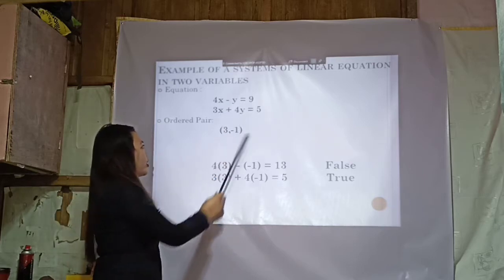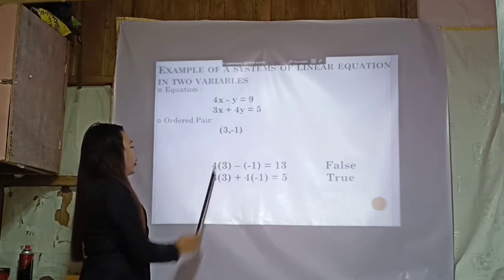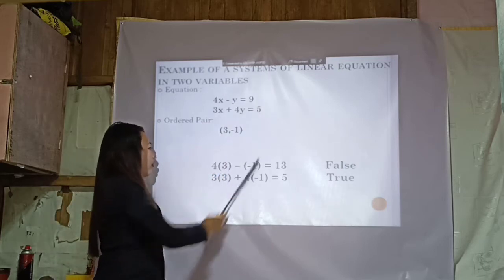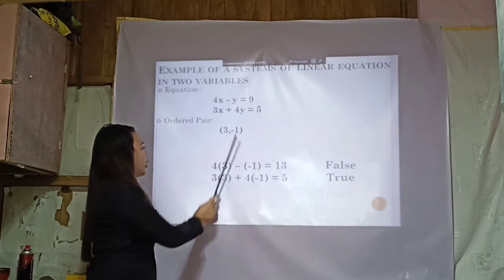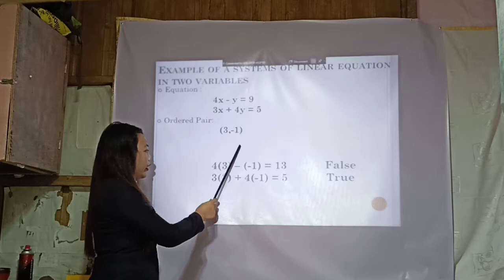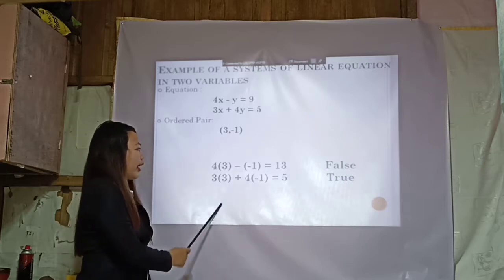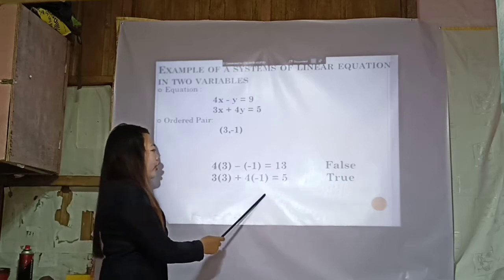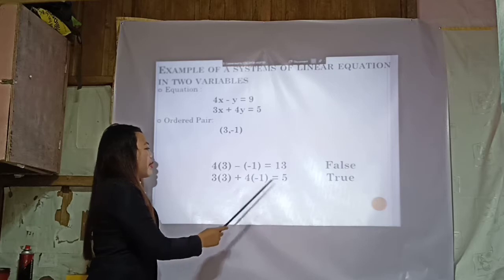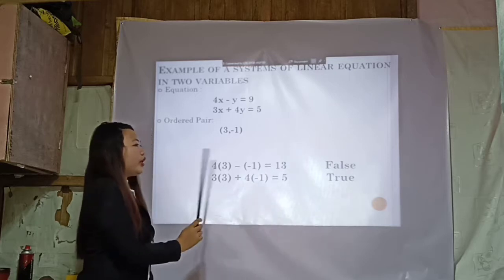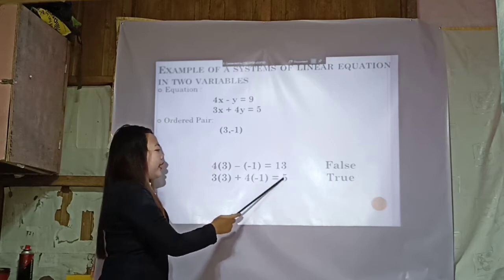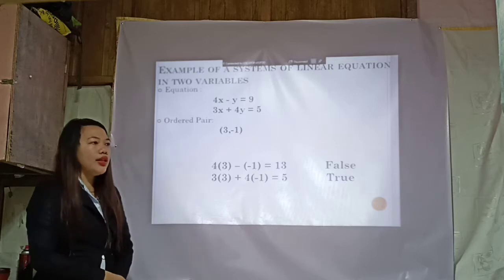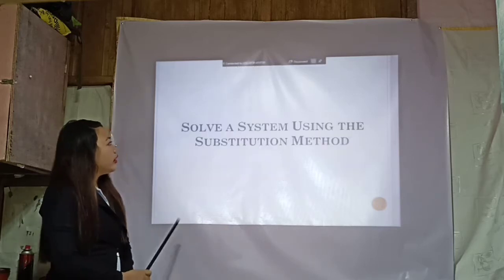Next is the second equation. So, the second equation is 3x plus 4y is equal to 5. So, the value of x is equal to 3 and the value of y is equal to negative 1. So, 3 times 3 is equal to 9 plus 4 times negative 1 is equal to negative 4. 9 minus 4 is equal to 5. Therefore, 5 is equal to 5. So, both sides are the same. Therefore, this equation number 2 is true. Now, let's move to another topic.